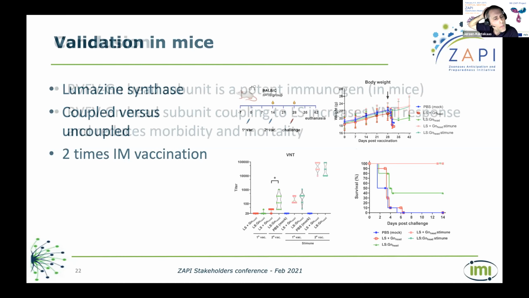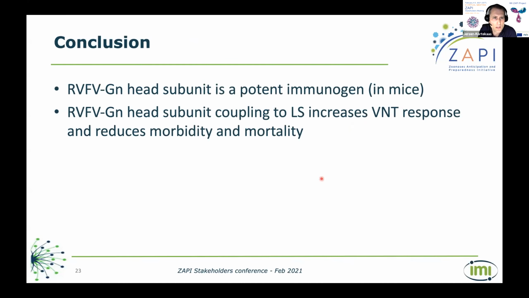Next slide, please. So concluding from this, at least in the mouse model at this time, we've shown that the GN head subunit is a potent immunogen, and that if it's coupled to the nanoparticle, you get good neutralizing antibody responses, and it reduces or even prevents morbidity and mortality in the mouse model. And as I said, Paul will present later today the validation in the sheep model. Thank you.